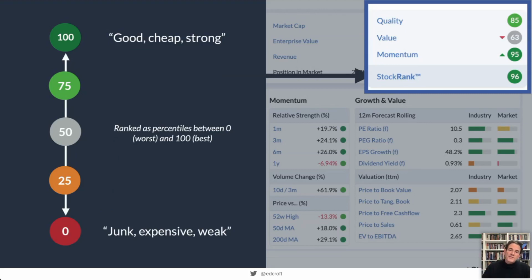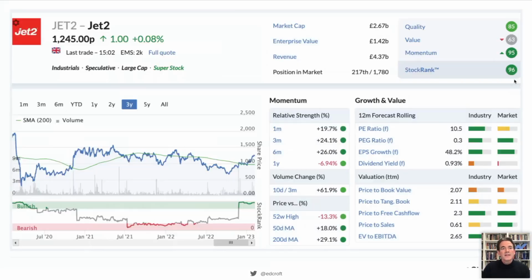And one thing that often comes up, and this is Jet2 as of yesterday, I think, Jet2 stock rank is 96, which you can see is above the momentum rank, the value rank, and the quality rank. And I often get the question, this is weird. Why is the stock rank higher than the other ranks? And I want to express it's not an average of all three. It is the sum of all three re-ranked across the whole market as a percentage. And that's why it can be higher than those numbers. So in other words, the sum of these three is higher than 96% of the market. So that's a good thing to understand.